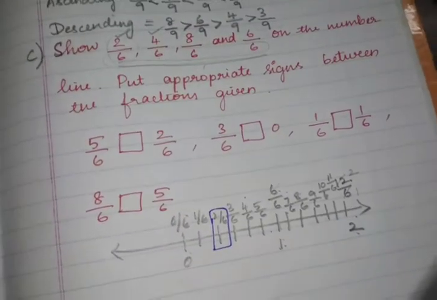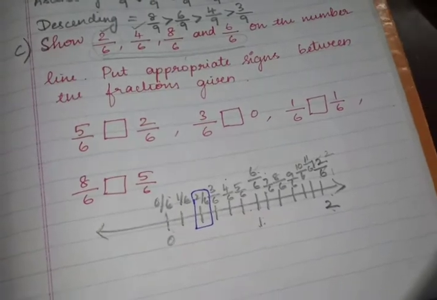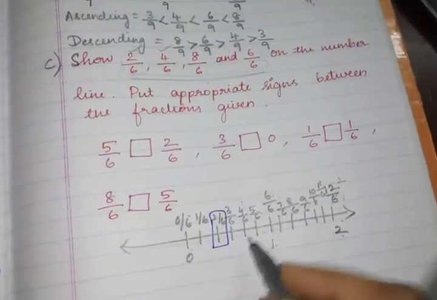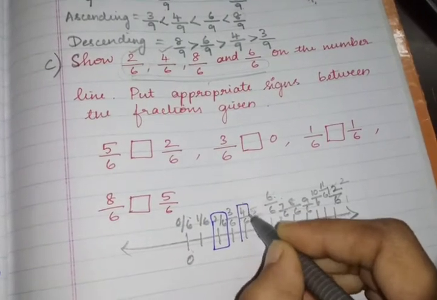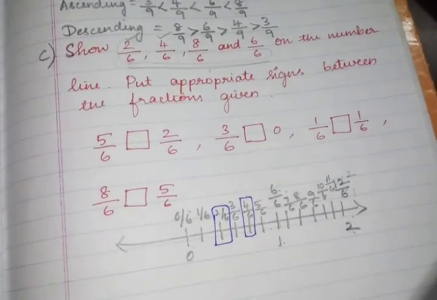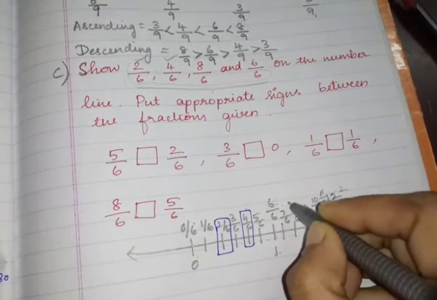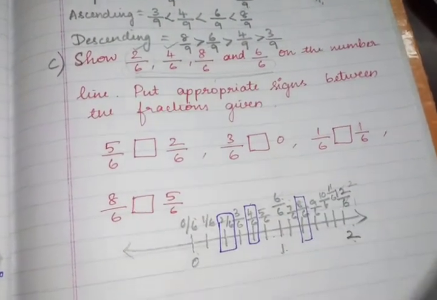See, you can write this question also in your textbook, no problem. Next, 4 by 6. Where does this 4 by 6 come? Here. You can put one box. Next, 8 by 6. Where does this 8 by 6 come? Here. You can put a box.